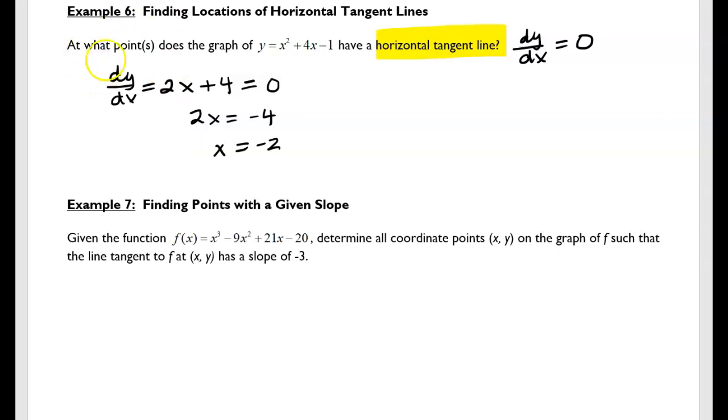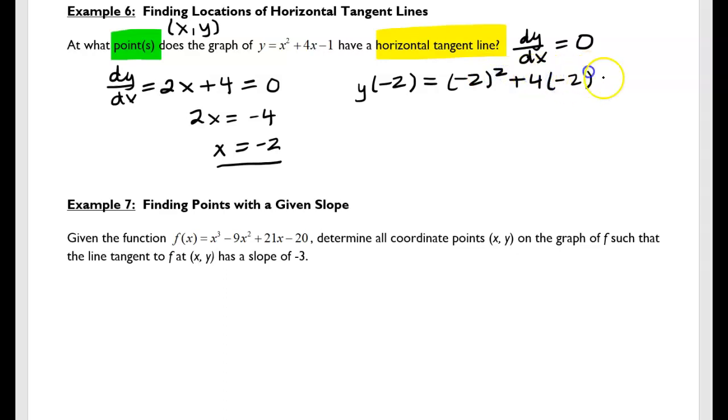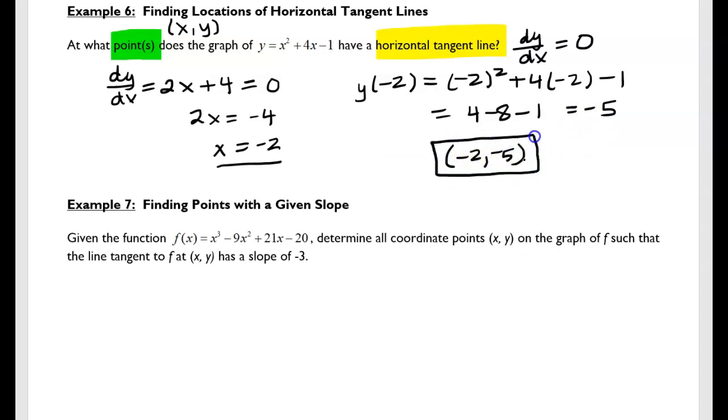Now one other key point here is that this asks at what point does the graph of y have a horizontal tangent. When it says points like that, it's asking for an x coordinate and a y coordinate. I have my x coordinate negative 2, but now I need to find my y coordinate. So y of negative 2, I'm just going to evaluate it on that equation. So I have 4 minus 8 minus 1, which is negative 5. And so my point is (-2, -5). So I have to make sure that my answer includes both of those.